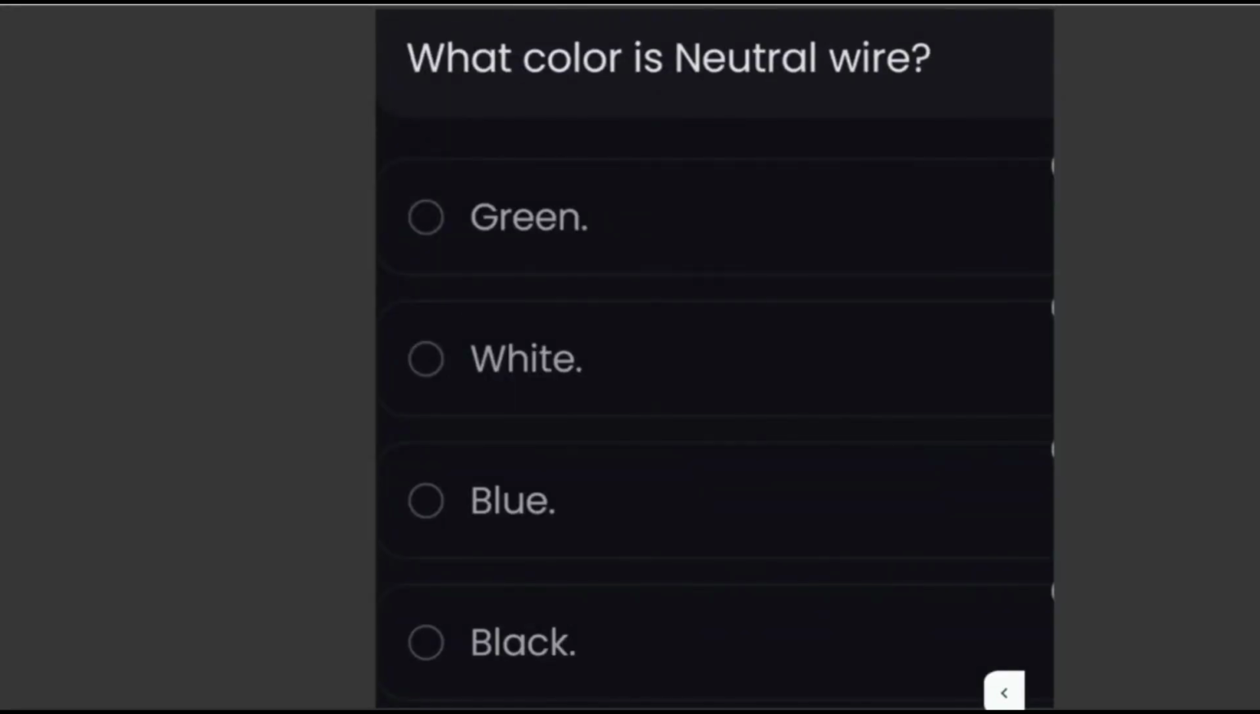What color is neutral wire? The neutral wire is whitish or natural colored. So the answer here is white.